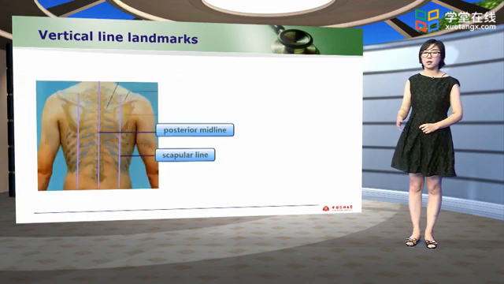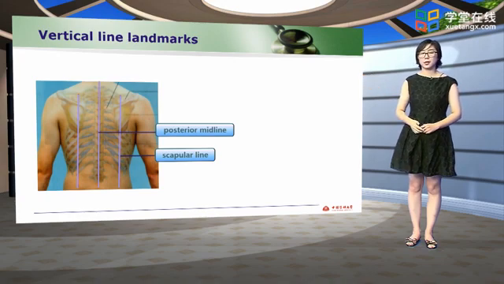In this picture, we can see the posterior midline and scapular line. Posterior midline is just through the spinous process, and scapular line is just through the inferior angle and parallel to the posterior midline.